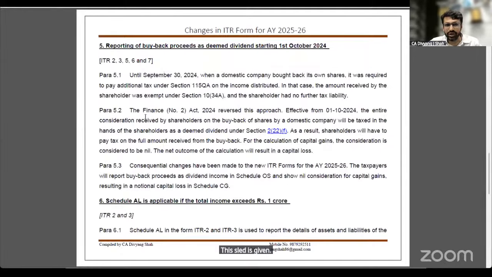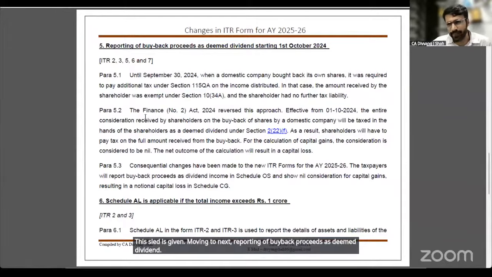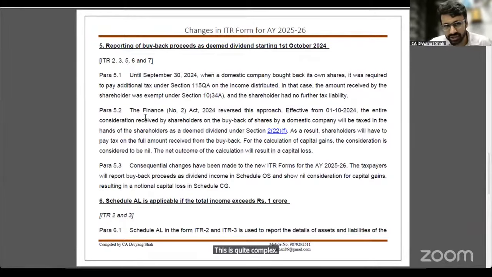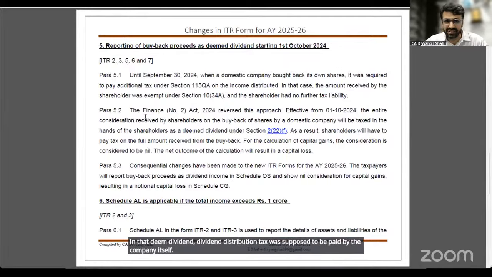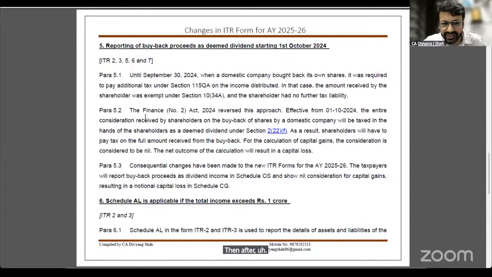Moving to next, reporting of buyback proceeds as deemed dividend. This is slightly complex, so I would like to throw some light. Earlier, if there was a buyback of shares, there was a deemed dividend. On that deemed dividend, dividend distribution tax was to be paid by the company itself. Then there was another amendment that dividend will be taxed in the hands of the assessee.